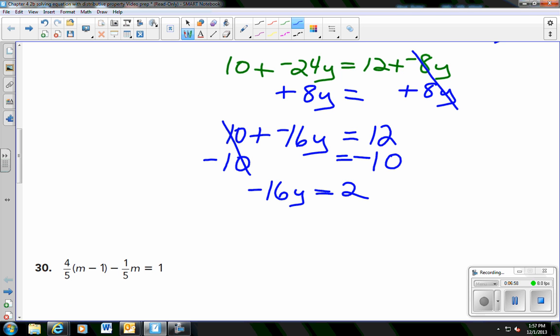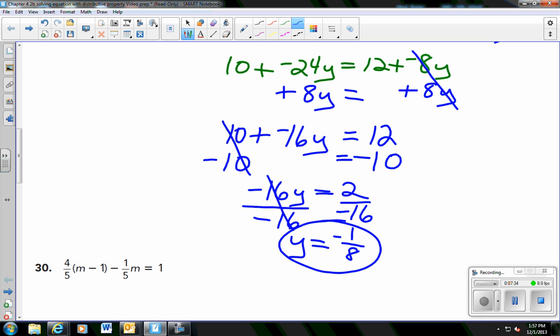And now the negative 16, that's not subtracting from the y. It is multiplying. Negative 16 is multiplying the y. And the opposite of multiplying by negative 16 is to divide by negative 16. So you divide both sides by negative 16. The negative 16s cancel each other out because anything divided by itself equals 1, and 1 times y is y. And then you can just simplify 2 over negative 16, which would be negative 1 over 8. So y would equal negative 1/8.